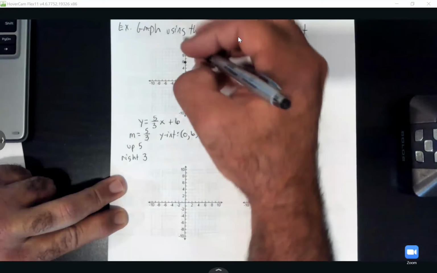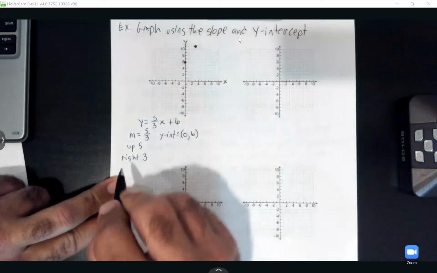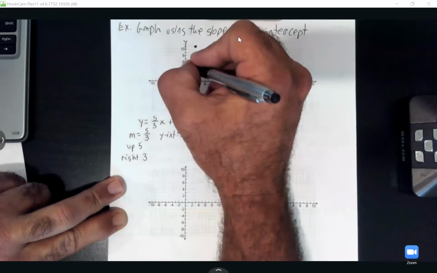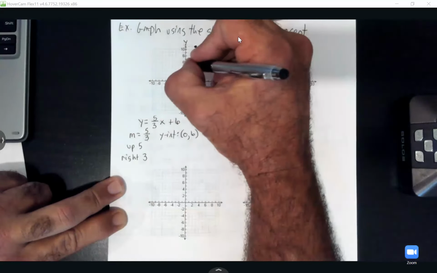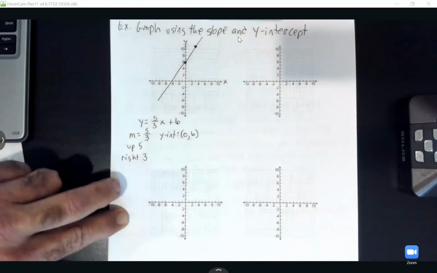All right, y'all, guess what? So up 5, 1, 2, 3, 4, 5, and right 3. That's what the slope's telling me, how to get from one point to the next. And y'all, I got 2 points. So then I draw my line and I'm done.